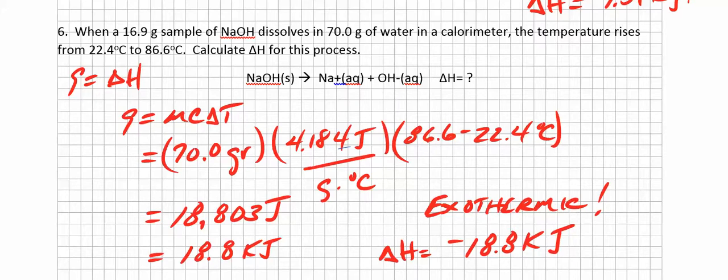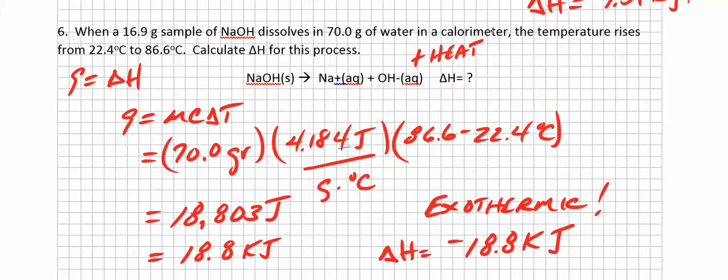So Q is equal to delta H, at least in terms of magnitude. At the end, I'm going to place a negative in front of the magnitude because I know that it is exothermic. At least in terms of magnitude, remember, it's the amount of heat that was liberated by this reaction. Because in this reaction, in addition to these two products, we're also going to get heat. That's what's heating up the water. And so the delta H is going to have a negative value.